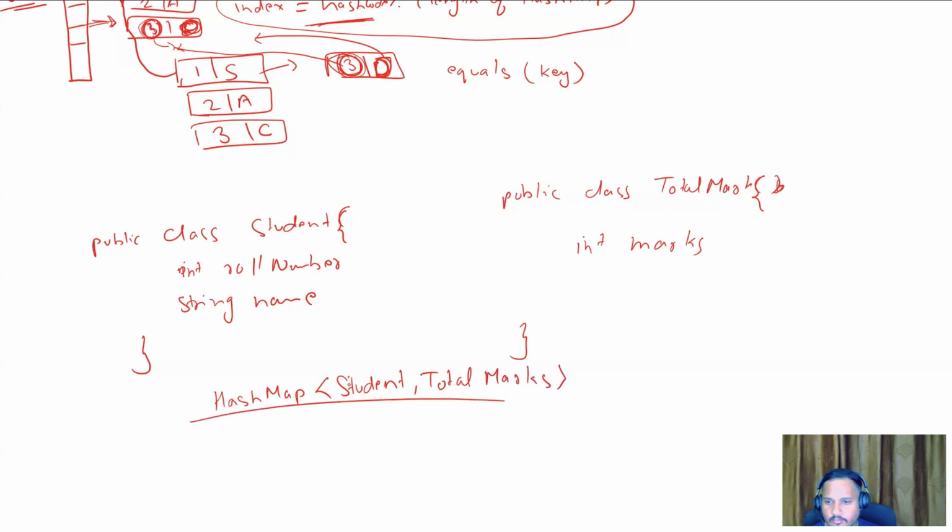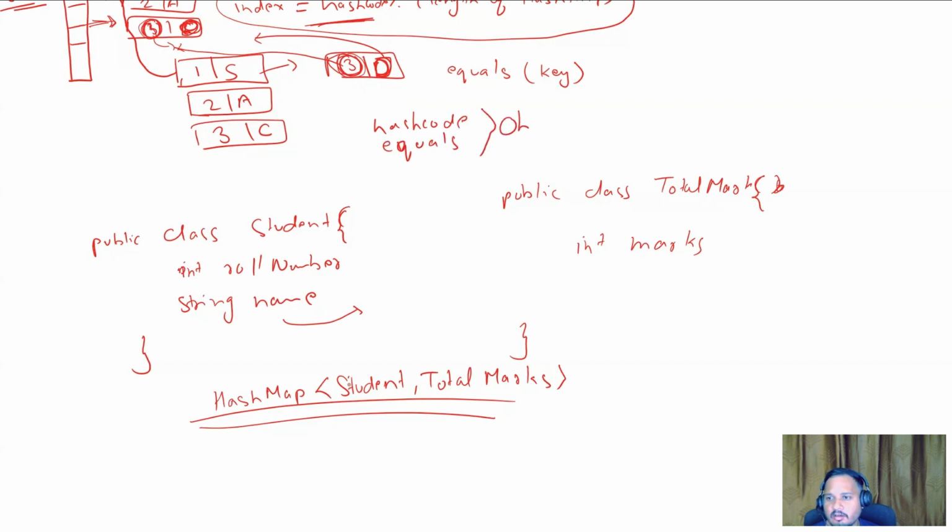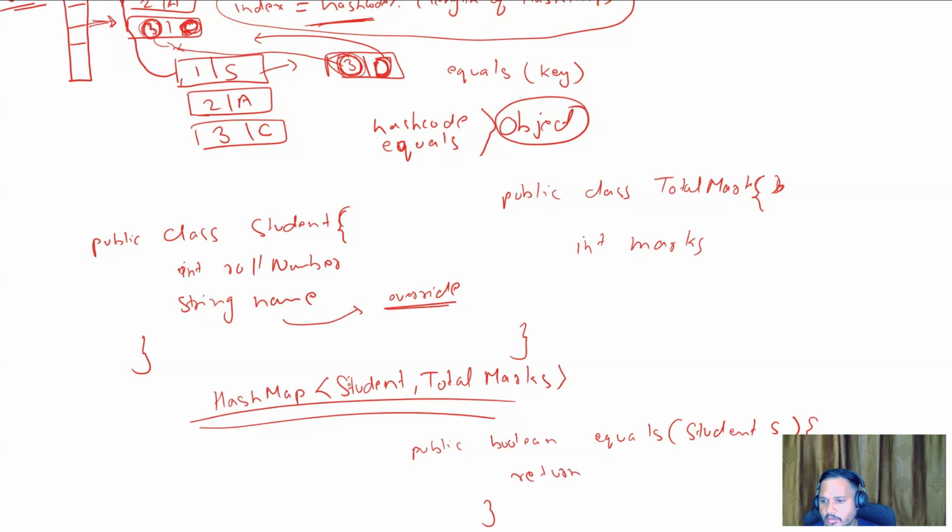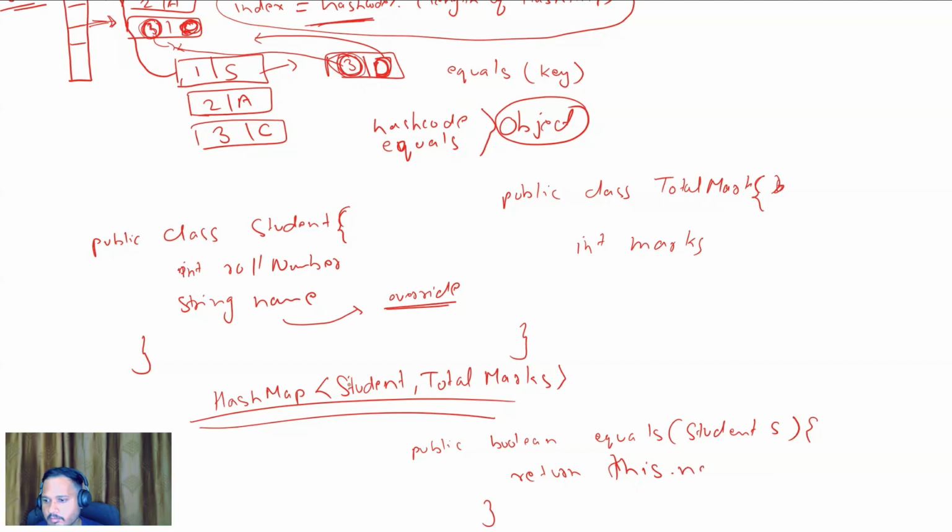Totally possible, right? Now we know that hashCode and equals are both part of the Object class, and they have their own implementation. But what we can do is override them. Let's say we override equals with something like this: public boolean equals, it takes the Student s, and what it would return is this.name equals s.name. So it will check if the current name is equal to the name provided in the input. If both names are equal, it will consider them equal.